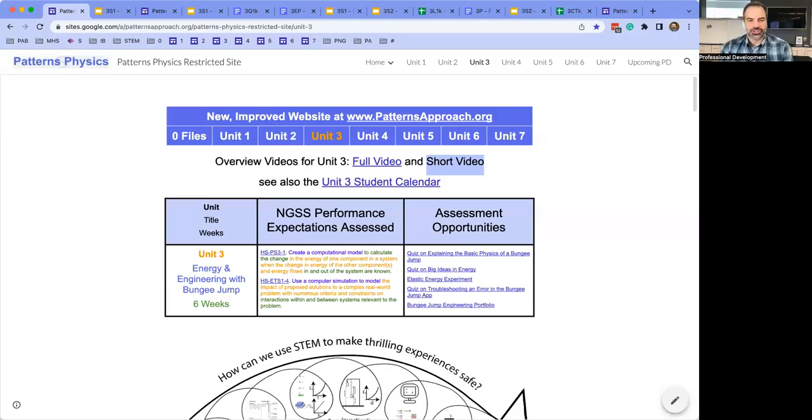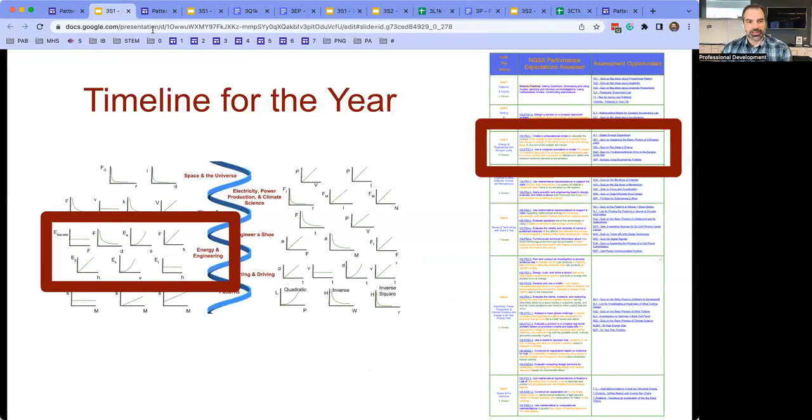Here we are with the short overview of Unit 3. To situate us in the year, I'm going to hop to the slide that shows the Energy and Engineering unit. Here are all the patterns that we encounter in this unit, and you can see two critical performance expectations around conservation of energy and using computational models to track it through a system, and then also using simulations to model the impact of proposed solutions to a real world problem.